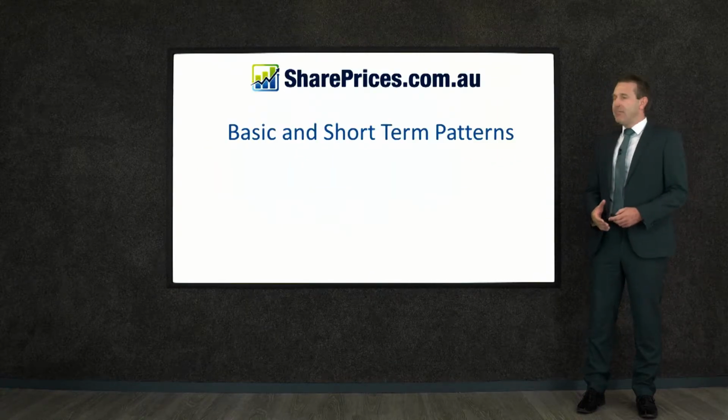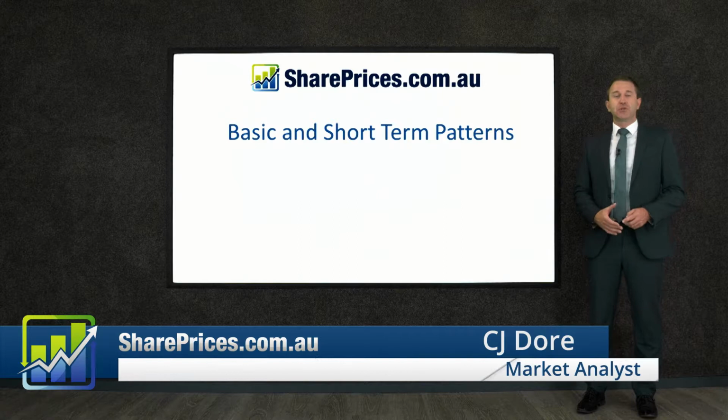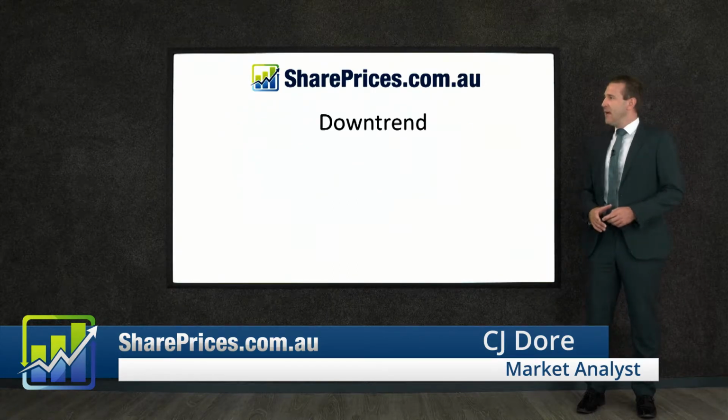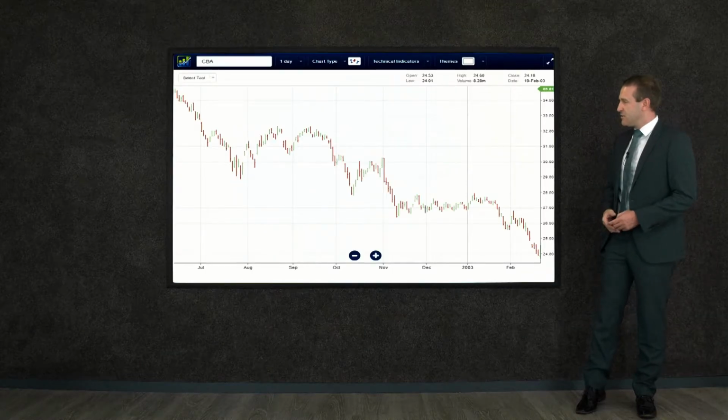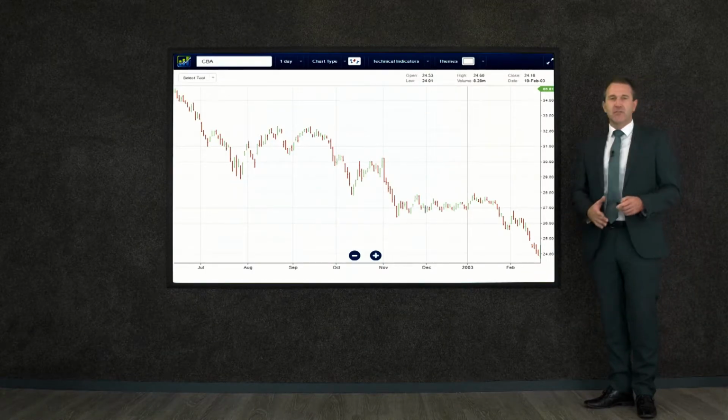And what we're looking at are bar charts, in particular our basic and short-term patterns. Now let's have a look at a basic pattern, and it's called a downtrend, and it's basic to see why. Let's go to SharePrices.com.au. We've got a bar chart here over several months.